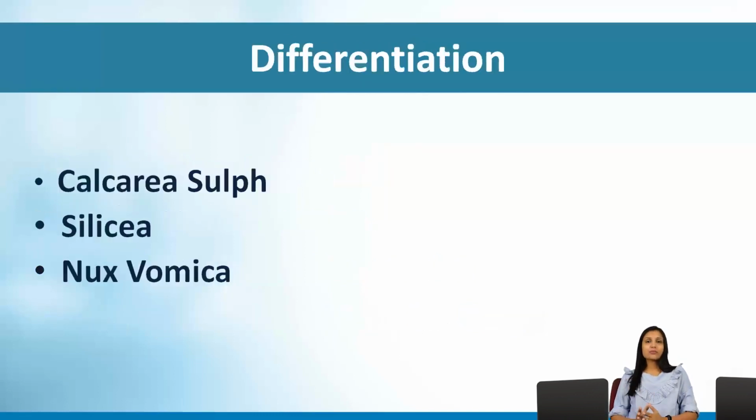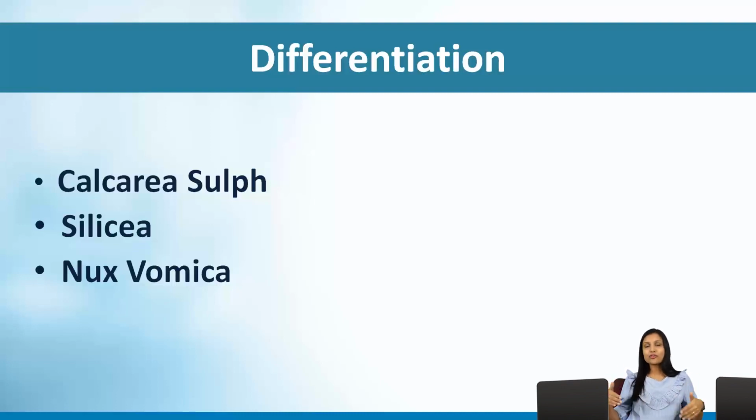Now, there are 3 remedies that come closest to Hepar Sulph. That is Calcarea Sulph, that we mentioned earlier, Silicea and Nux vomica. We have already discussed the differentiation between Hepar and Nux vomica. Let's see the differentiation between Hepar and Calcarea Sulph. Now, like I mentioned, where Calcarea Sulph is suppressed, Hepar Sulph expresses very violently. Okay, so the condition of both the remedies is the same.